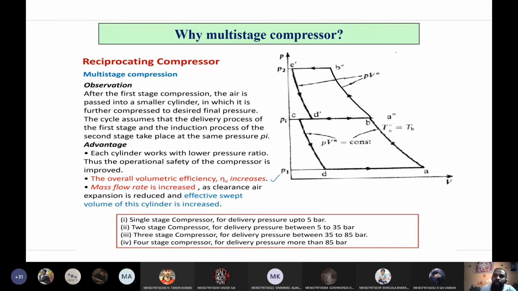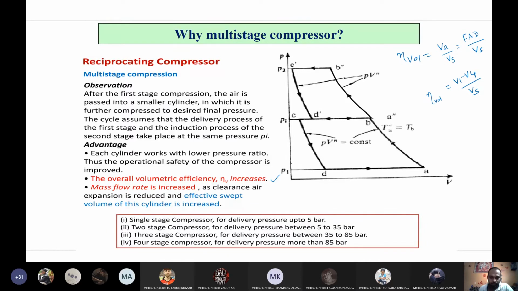What is volumetric efficiency? Tell me, anyone? It is actual volume by swept volume, or one more way, free air delivered by swept volume. So this volumetric efficiency is increasing. Free air is also written as V1 minus V4 by swept volume. I'll tell you here why the volumetric efficiency is increased.